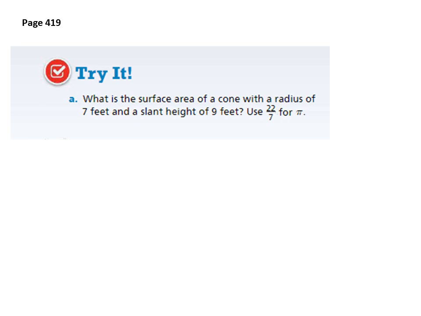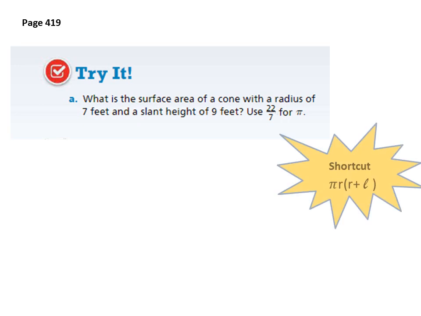Think. Do you have the slant height? Yes. Do you have the radius length? Yes. Do you remember the shortcut? Yes. Here it is. The shortcut is pi r times r plus l. So this is the surface area. Substitute now. Instead of pi, we'll write 22/7. And instead of r, it will be 7. Multiply by, inside the bracket, 7 plus 9. Simplify now.